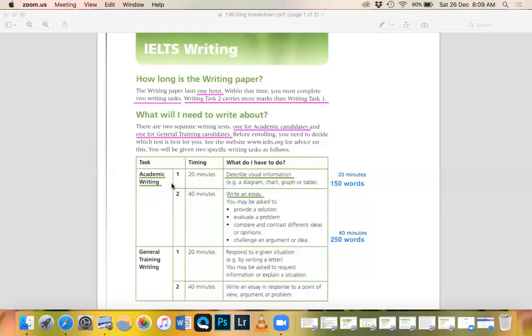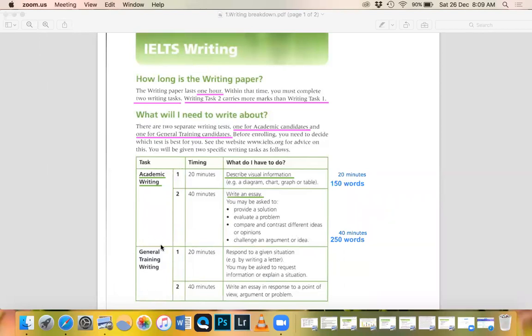For task 2, you need to write an academic essay. So you may be asked to provide a solution to something, look at a problem. You may have to compare and contrast different ideas or opinions, or you may need to write about an argument or idea. Okay. So what we'll be doing tomorrow is having a look at the different types of academic essays and how to write about them.